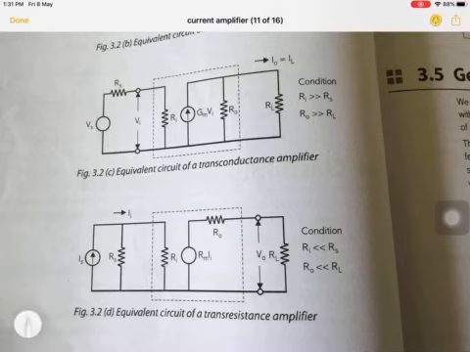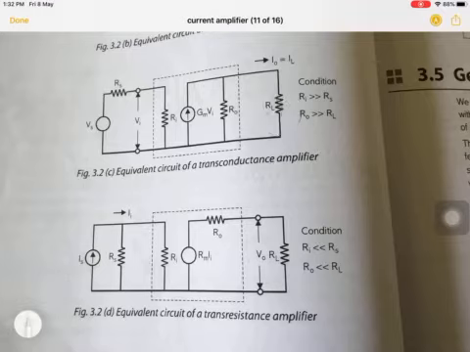This is transconductance. Transconductance means output is current, input is voltage. The similar thing is, this is in series and here it will be in parallel for the case of current. For this to acquire maximum input, RI should be high compared to RS, and to achieve maximum current here, R0 has to be high.